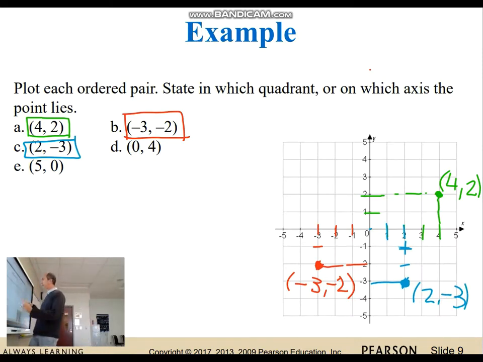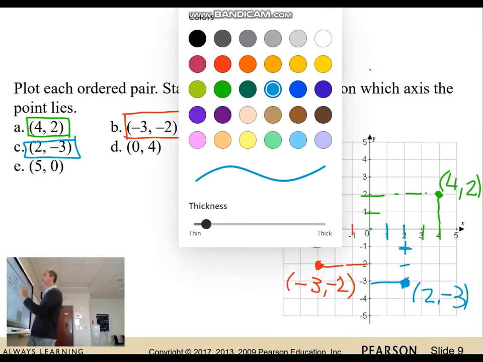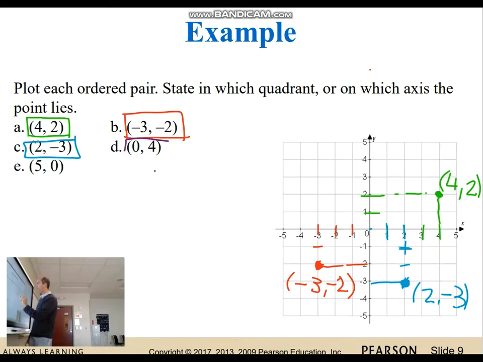Letter D, 0 and 4. Let's use a different color, purple. Purple, 0 and 4. Start here on 0. Well, x equals 0, we don't need to move. We keep in the same position on the x-axis. And now try to find y equals 4. And this is going to be 1, 2, 3, 4, up. Here it is, 0 and 4.